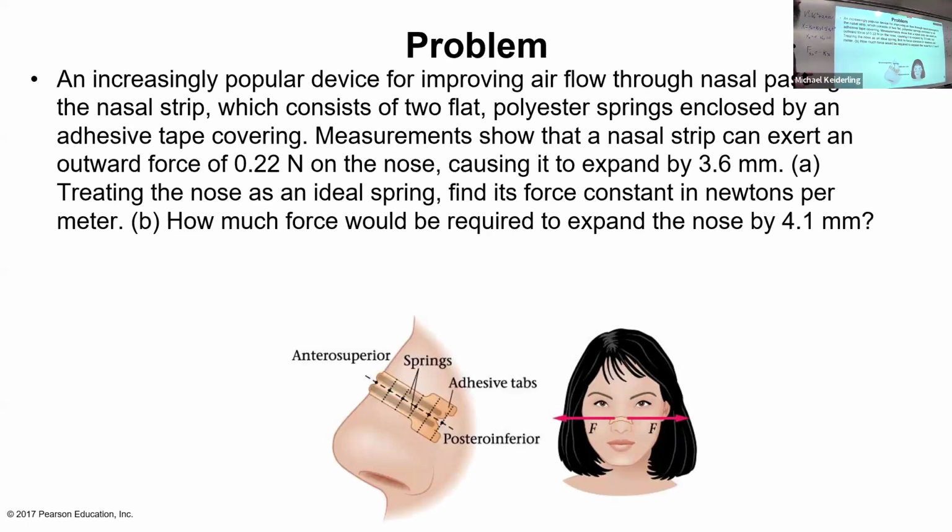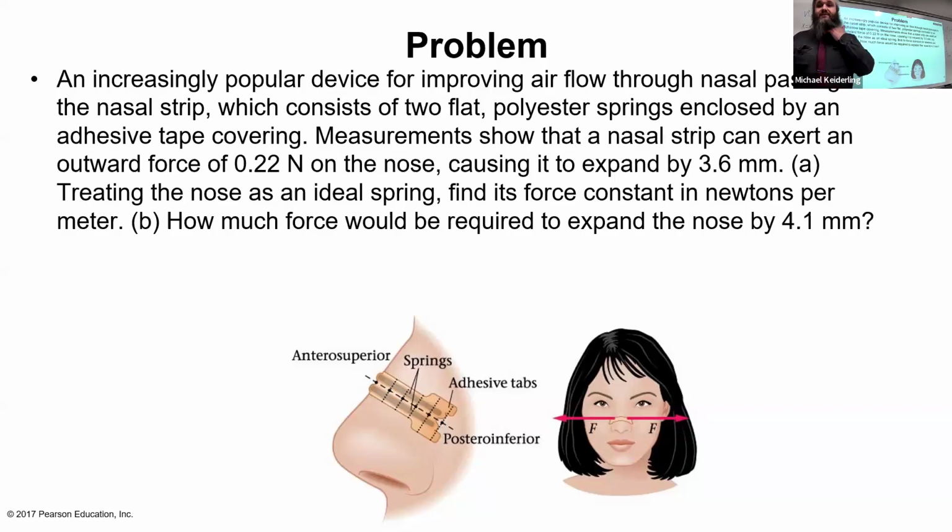So here we have a spring device that acts to improve airflow through nasal passages. It's called the nasal strip. It consists of two flat polyester springs that are enclosed by an adhesive tape covering. Measurements show that a nasal strip can exert an outward force of 0.22 newtons on the nose, causing it to expand by 3.6 millimeters. If this was an ideal spring, let's find its force constant in newtons per meter. The units for K are newtons per meter, like we've been doing in labs. And how much force would be required to expand the nose by 4.1 millimeters?